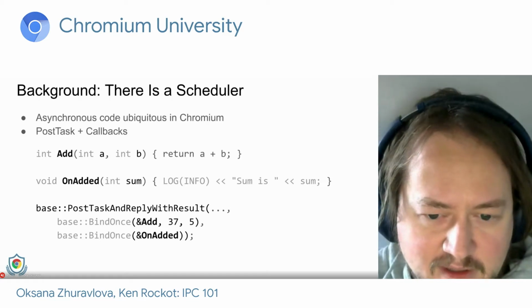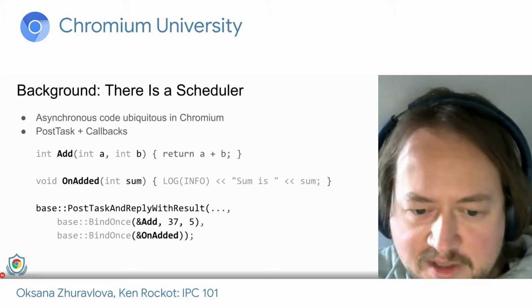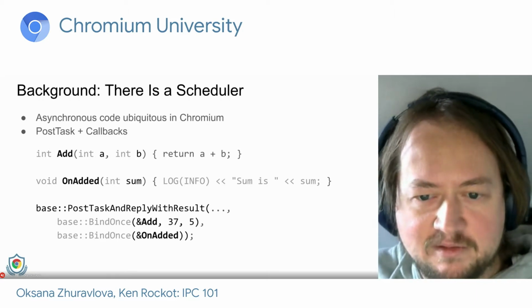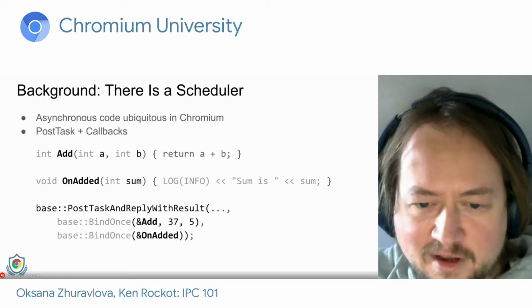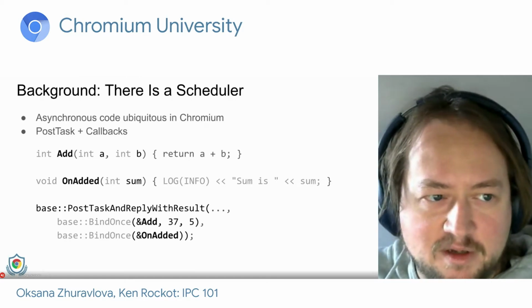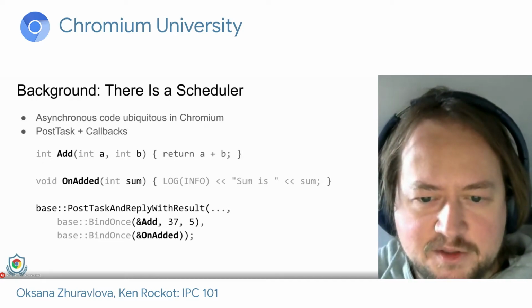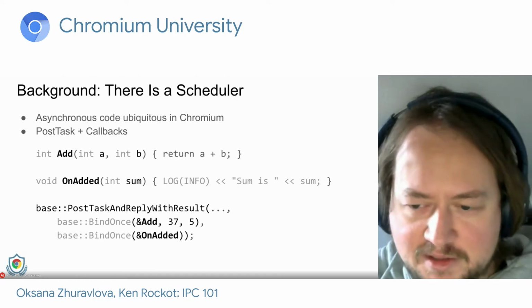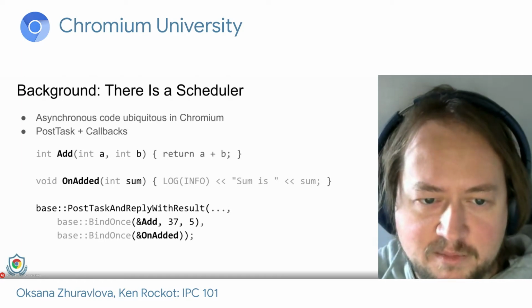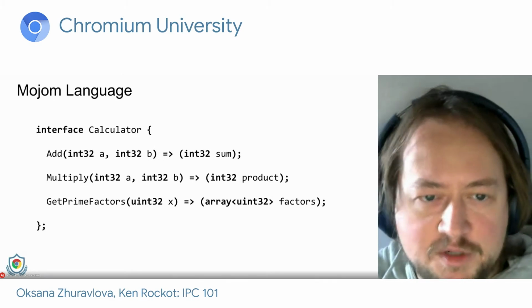And so this is a non-Mojo simple example of the same kind of concept, where we schedule some very expensive arithmetic operation on a background thread, and then we get the result scheduled as a callback back on our thread whenever it's done. So just as a really quick introduction, this is asynchronous programming in Chromium. It's everywhere. So with that, we'll take a quick look at Mojom.